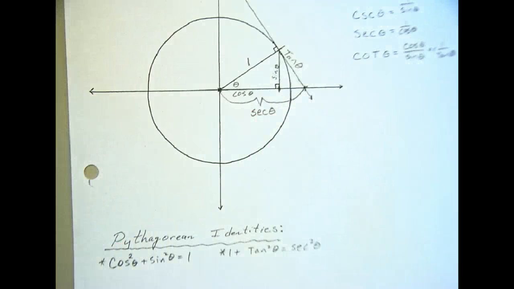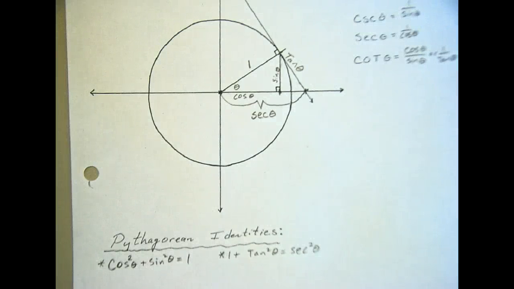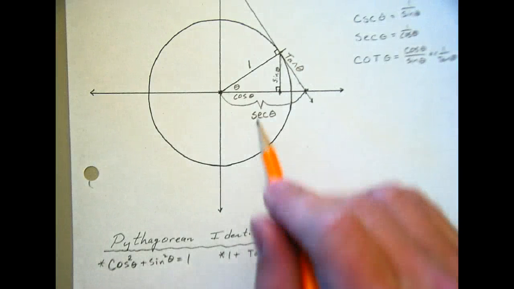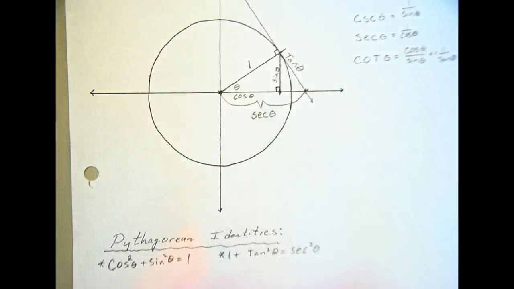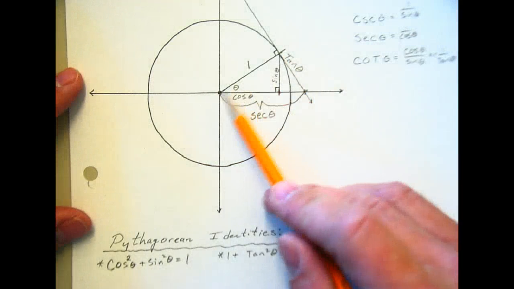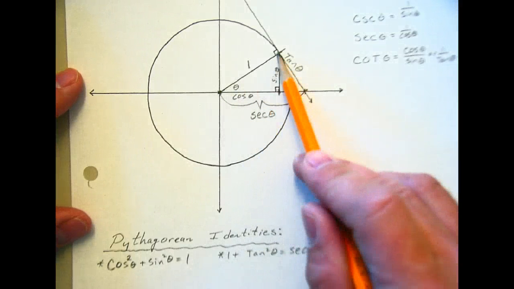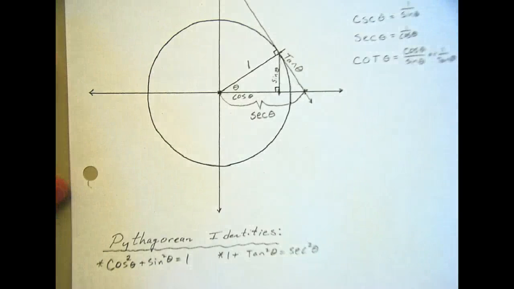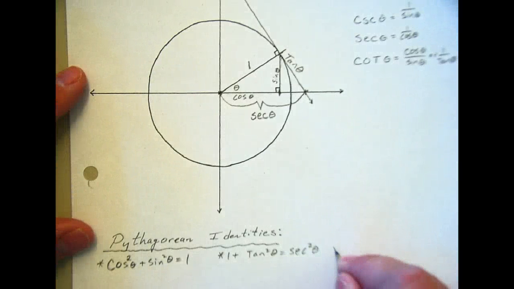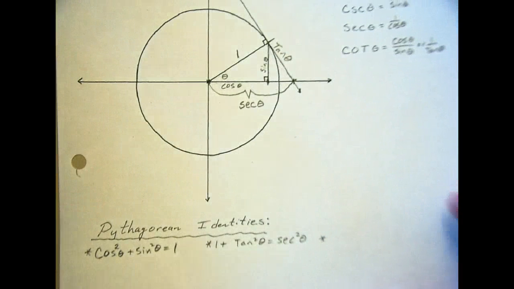Okay. Remember, cosine and secant go together. Secant's the reciprocal of cosine. Notice they're on the same axis there. It's another way to remember. But okay, so 1 plus tan squared is equal to secant squared. You have this right triangle right here. Okay. What's our last identity? Or our last Pythagorean identity?